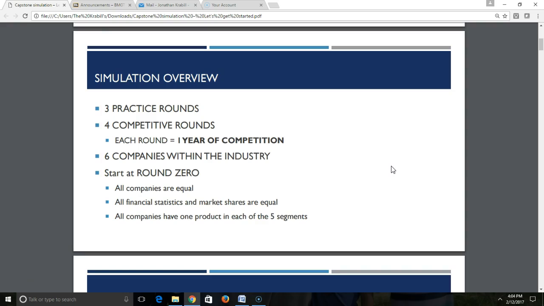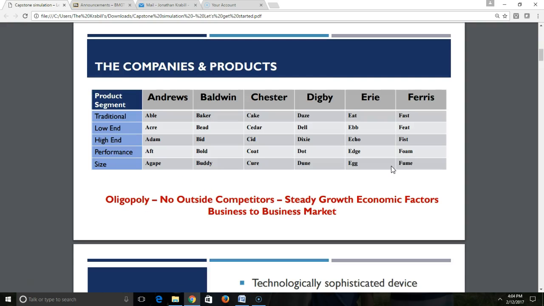And also, as we start this, each company has 1 product in each of the 5 market segments. Now, spin that forward, it doesn't always have to be that way. If you guys choose to eliminate a product or move around products in market segments, you are able to do that as well.